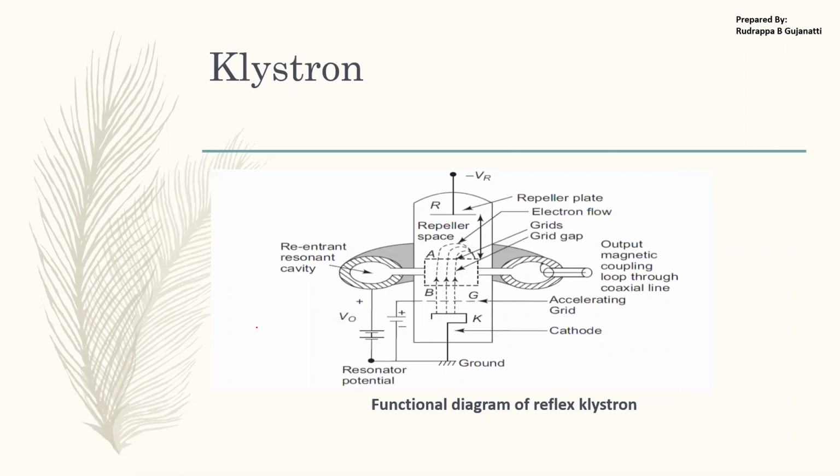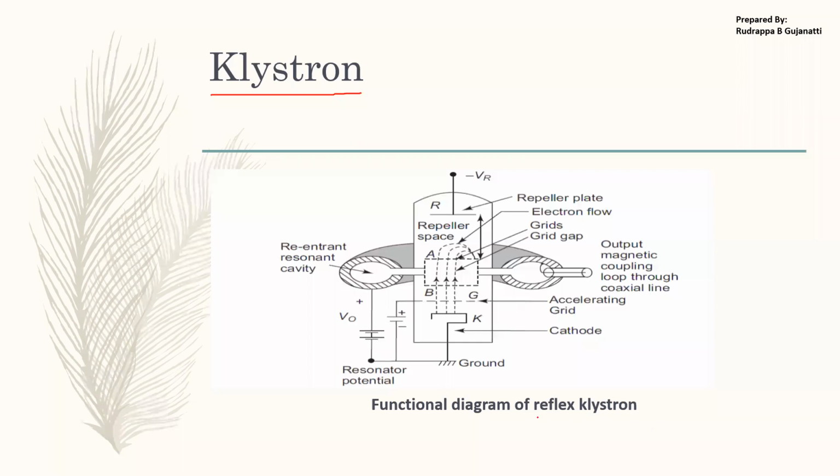So the next part which comes is klystron. A klystron is a device which helps us to generate microwave frequencies. Now, we basically have two types of klystron tubes. One is called the reflex klystron, and the other one is called the multi-cavity klystron.